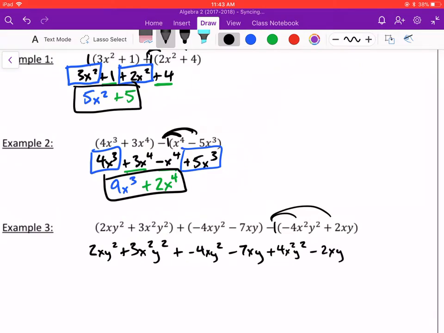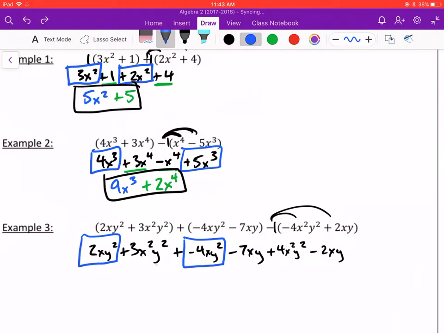Looks a little bit weird, maybe a little harder to recognize what's like and what's not, but you take the same steps: combine like terms. So this xy squared, there's also an xy squared there, and that's actually it. These have x's and y's, but one has 2 x's and 2 y's, the other only one x, one y. So you can't combine those.